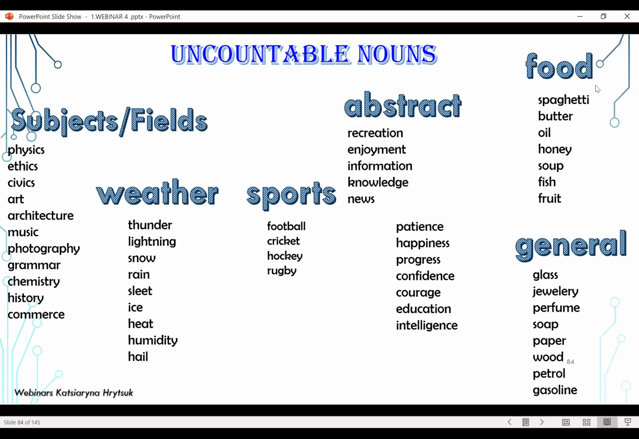Okay, food, Vika. Spaghetti, butter, oil, honey, soup, fish, fruit. And general, Sophia? General, glass, jewel. Jewelry. Yes, rings, earrings, all jewelry.